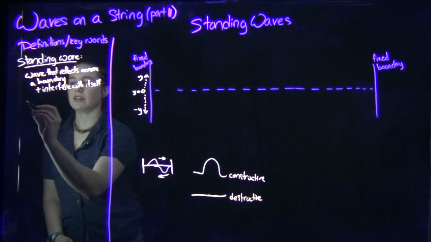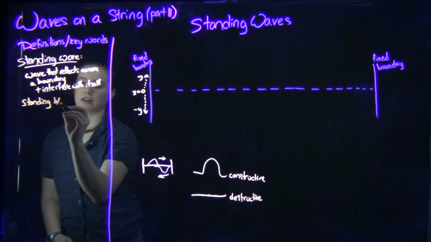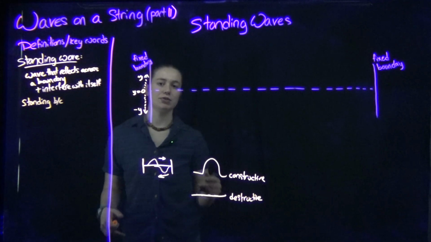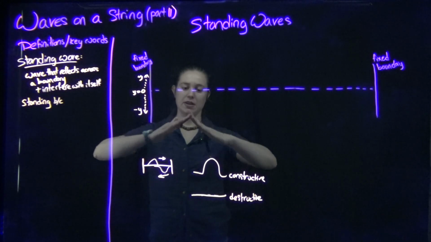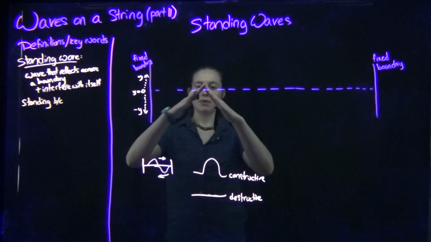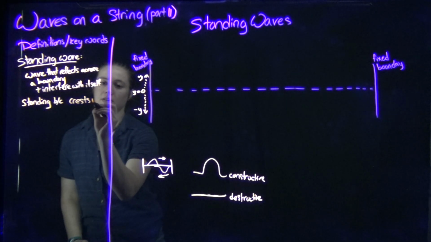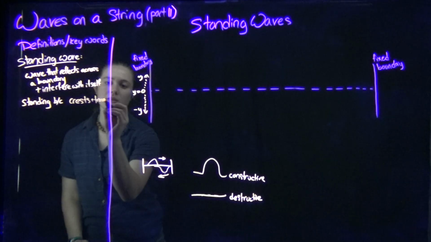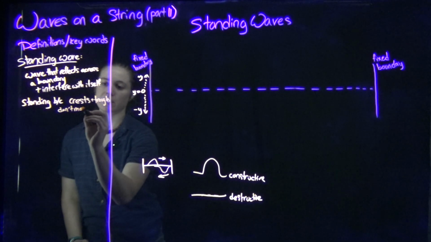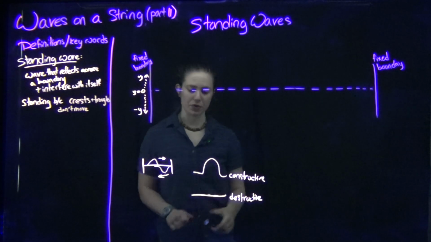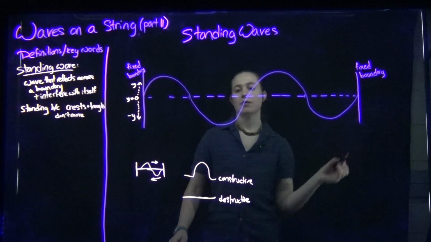It's called a standing wave because it doesn't move. The crests and troughs don't move. They kind of just go up, they're pulled up, and then they're pulled down, and pulled up and down. Alright, so a standing wave looks something like that.